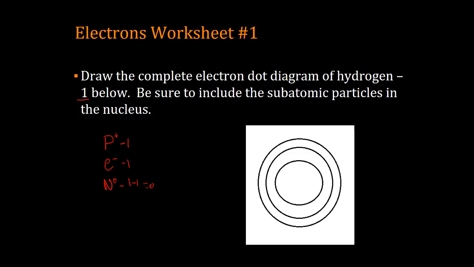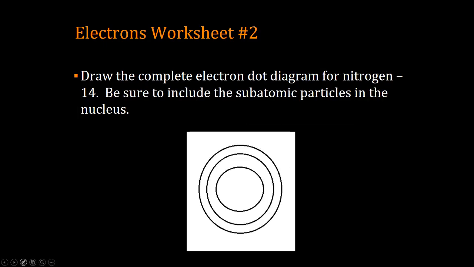So mass number 1 for hydrogen 1 tells me I've got 1 proton. So in the nucleus, I'm just going to put P plus equals 1. I'm not going to draw circles down there. That gets too hard to count. And then on my first energy level, I'm going to put 1 electron. There's the complete electron dot diagram for hydrogen. It shows me how many things are in the nucleus, and it shows me on what energy levels the electrons are placed and how many are on that energy level.